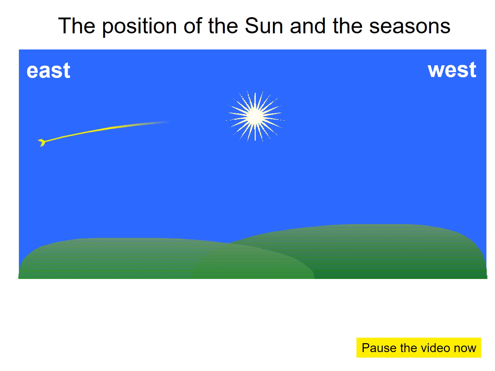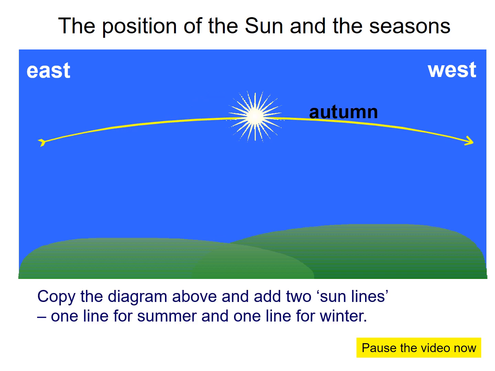How the tilt produces seasons. The first is to do with how high the sun appears in the sky, or how low it appears in the sky. What I would like you to do is to pause the video now and copy the diagram and add the two sun lines, one for summer and one for the winter. While you're doing that, I should explain a little bit more.